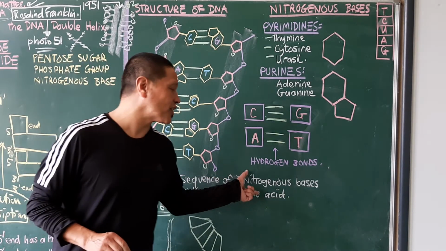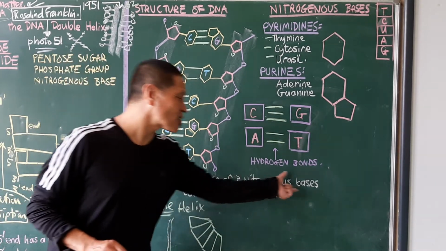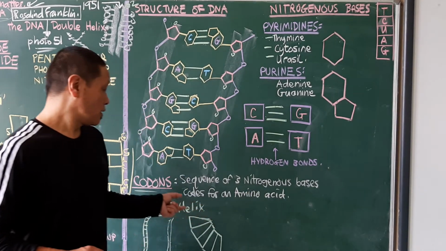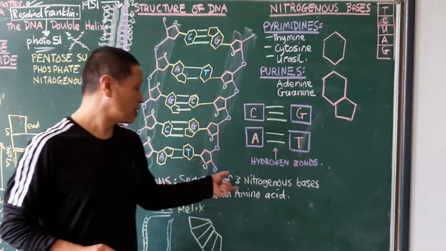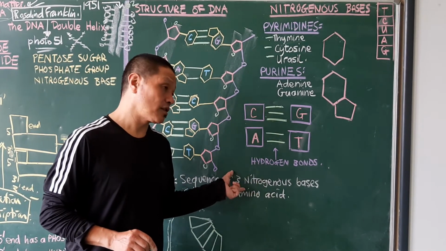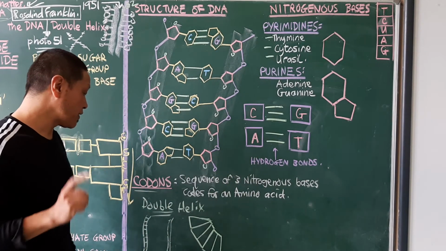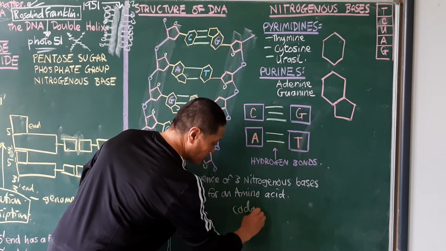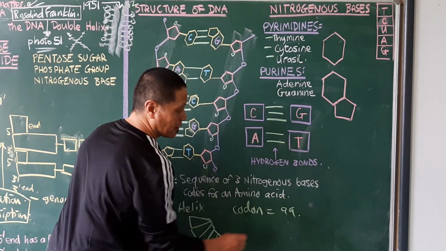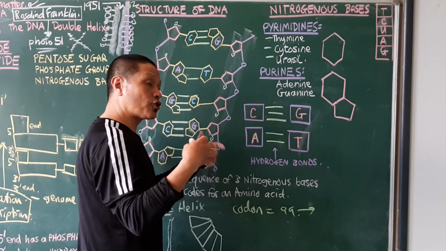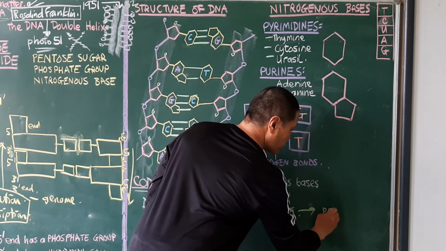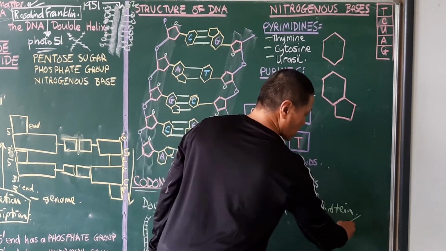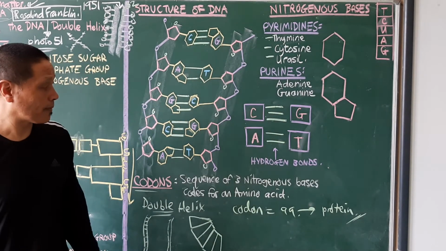The next thing, codons. Codons are sequences of three nitrogenous bases which code for one amino acid. Why is this important? Because codons make amino acids. The amino acids, when they join and form a long chain, produce a particular type of protein. And without protein, none of us are going to survive.